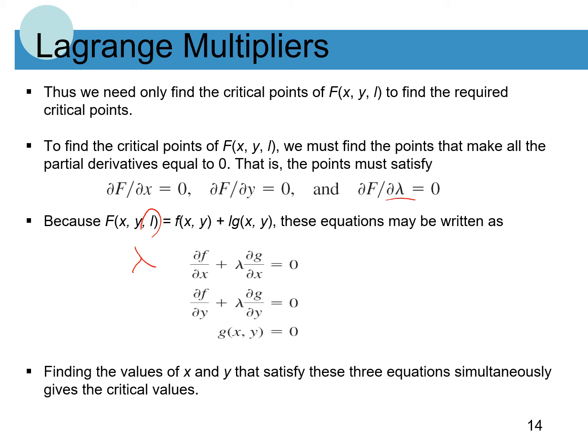Then this equation can be written as df over dx plus lambda dg over dx equal to 0. Then we differentiate the objective function with respect to x, plus lambda times the derivative of g with respect to x, equal to 0. The second equation: the derivative of f with respect to y plus lambda times the derivative of g with respect to y equal to 0. And the last one is g of x, y must be equal to 0. Then finding the values of x, y that satisfy these three equations simultaneously gives the critical values.